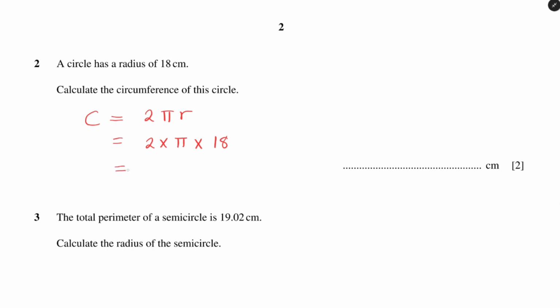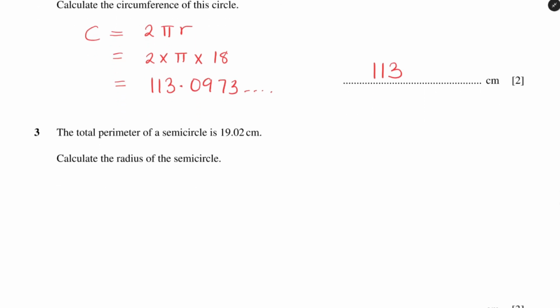And when you punch this on your calculator, it's going to give you 113.0973 and so many other digits. Now, remember, we are required to give our answer when the answer is not exact to 3 significant figures. So, my final answer here will be 113 centimeters. Remember, the unit here is centimeters because we're just looking for the circumference. The circumference is just the length. All right, so please note that.